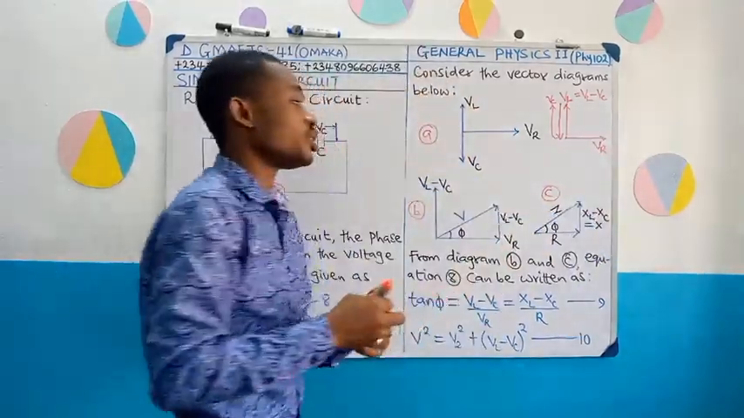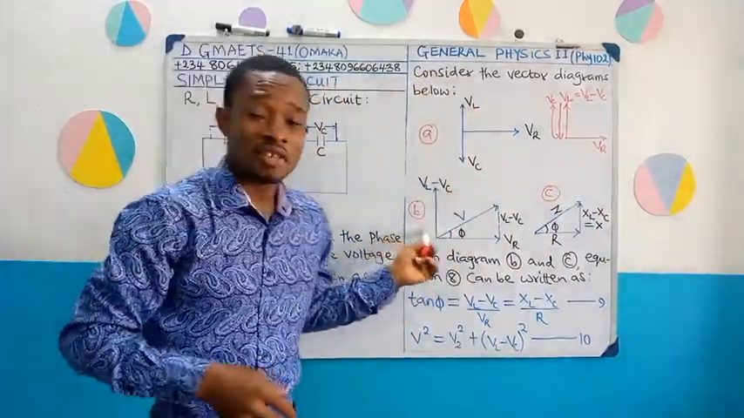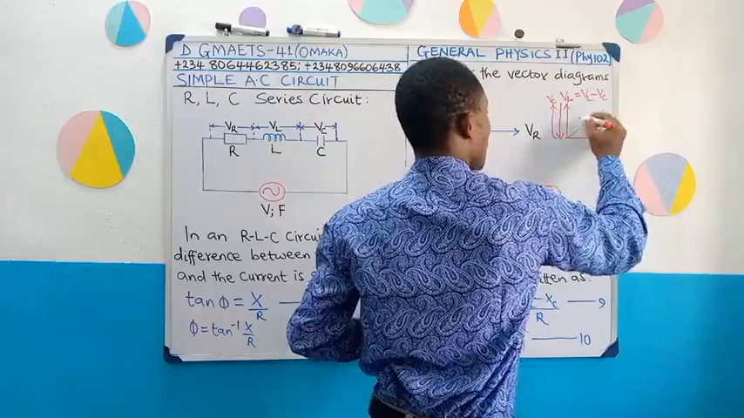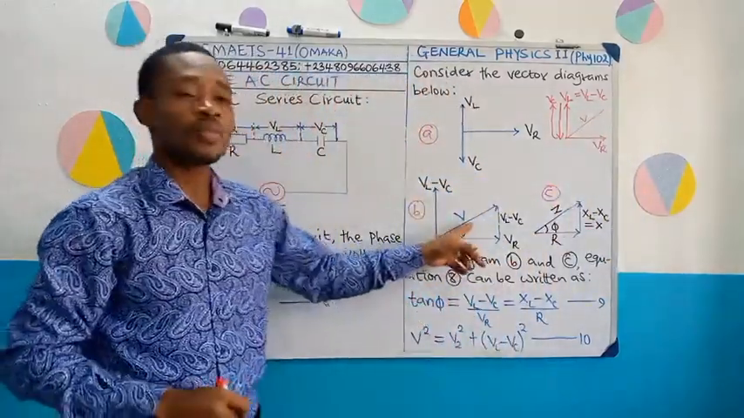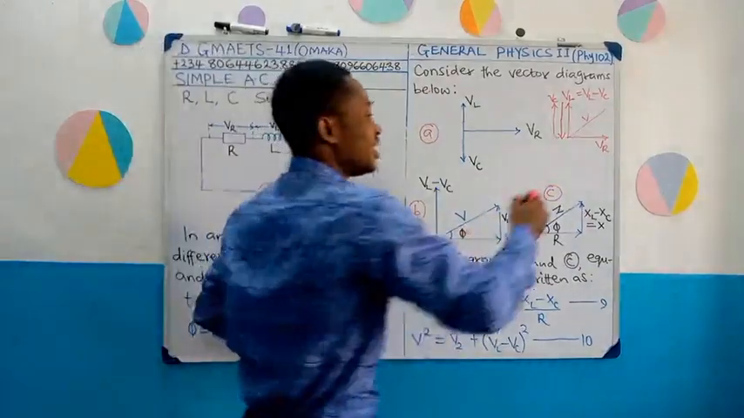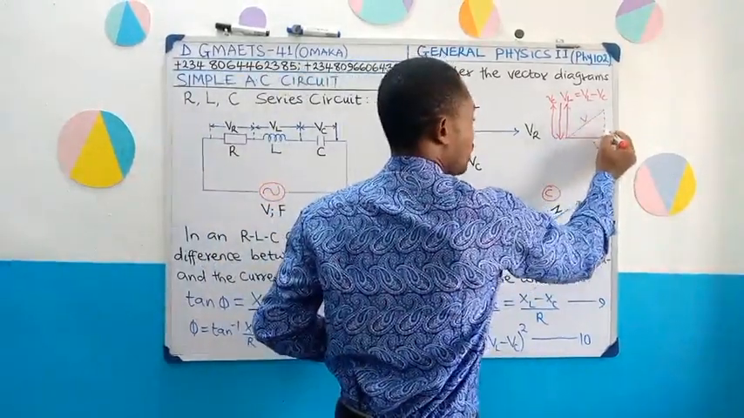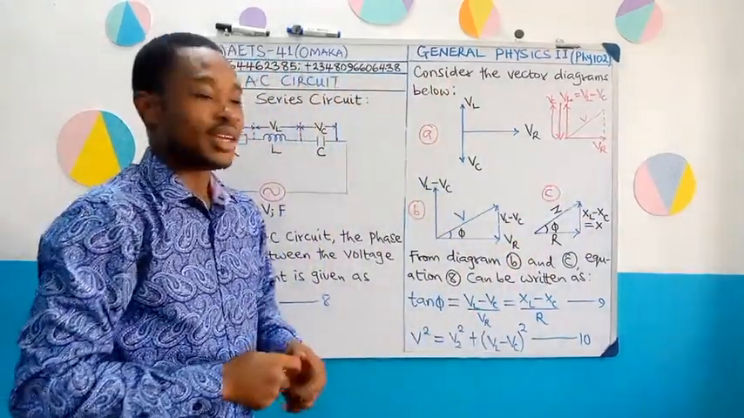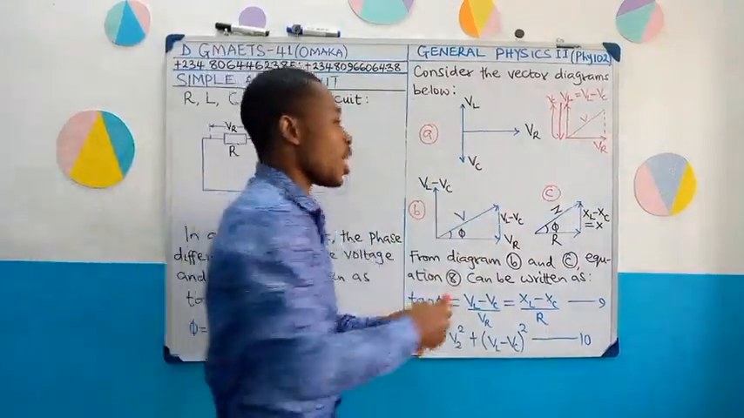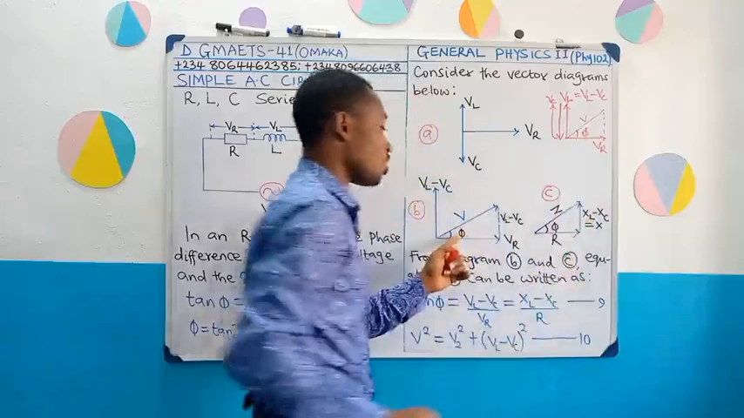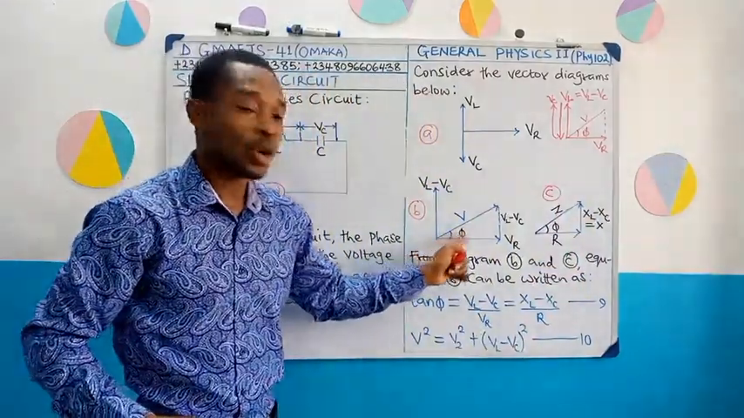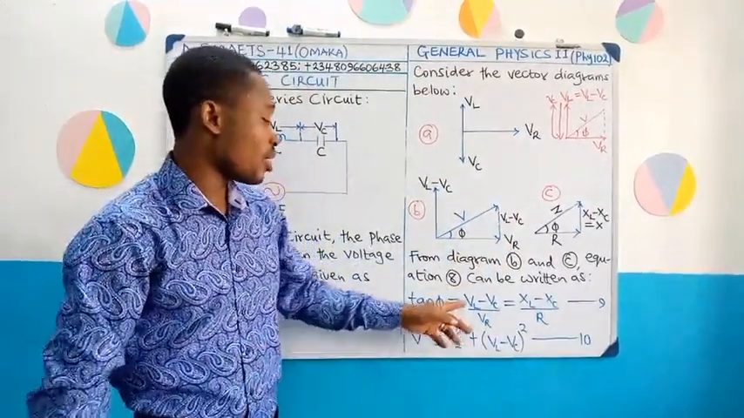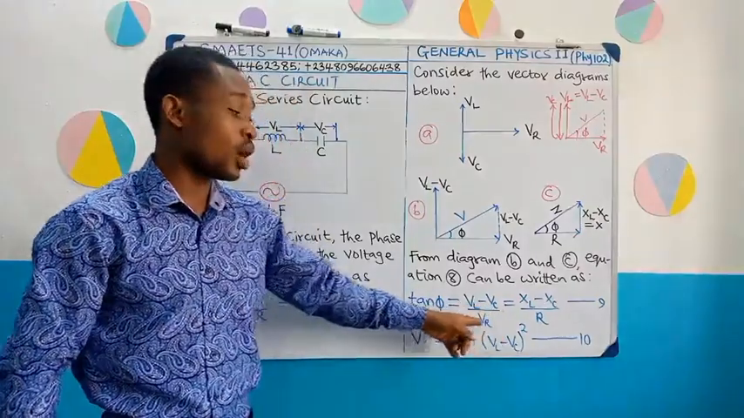From there, go to diagram B. If you draw the diagonal of these, it will now be the total voltage, and of course you know that this height is going to be the difference between VL and VC. And we can actually get our angle, which is phi. Tan phi will be equal to opposite over adjacent, TOA, which is why we now have VL minus VC all over VR.